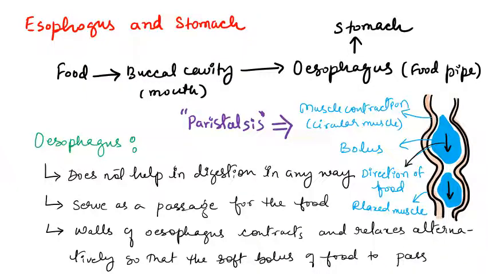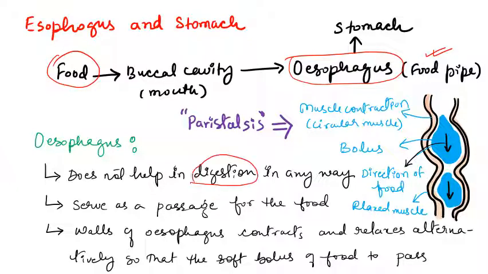So you know that the food present in the buccal cavity, that is in the mouth, will come to the stomach through the esophagus, and this esophagus is also known as the food pipe. This esophagus doesn't take part directly in any process of digestion. It will only serve as a passage, or you can say a tunnel for food, which will carry food from the buccal cavity to the stomach.